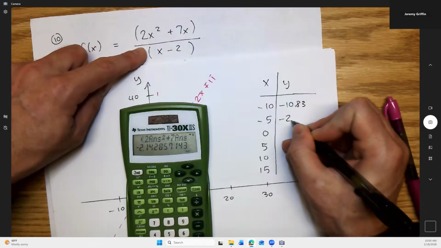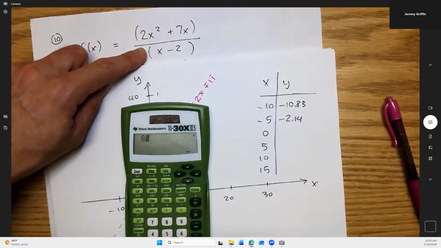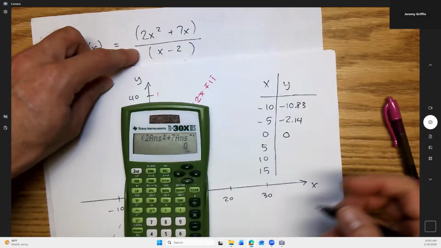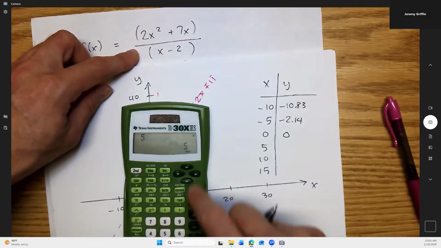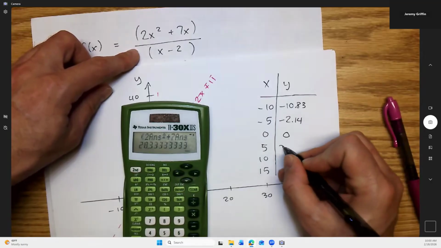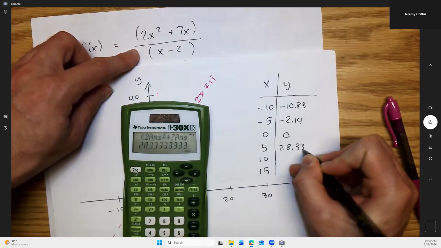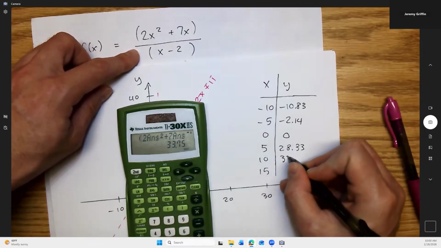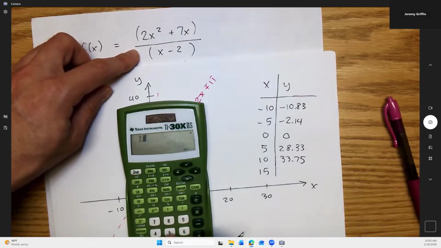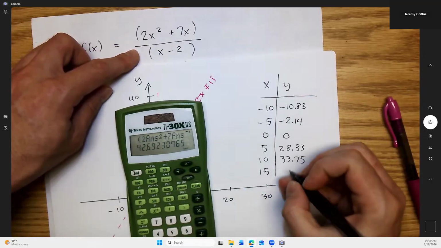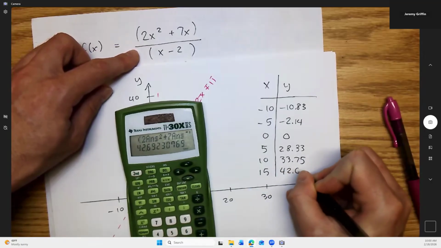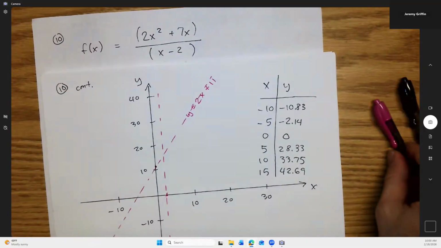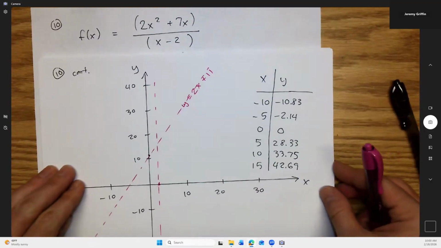Now if I take -5, I can plug that in. I'm getting -2.14 something. If I plug in 0, I do get 0, because the numerator would be 0 over -2, still 0. 5, I get 28.3 something. 10, I'm getting 33.75. 15, I'm getting 42.69. Okay. So let's plot those points and see if the shape emerges. Okay, guys good so far?